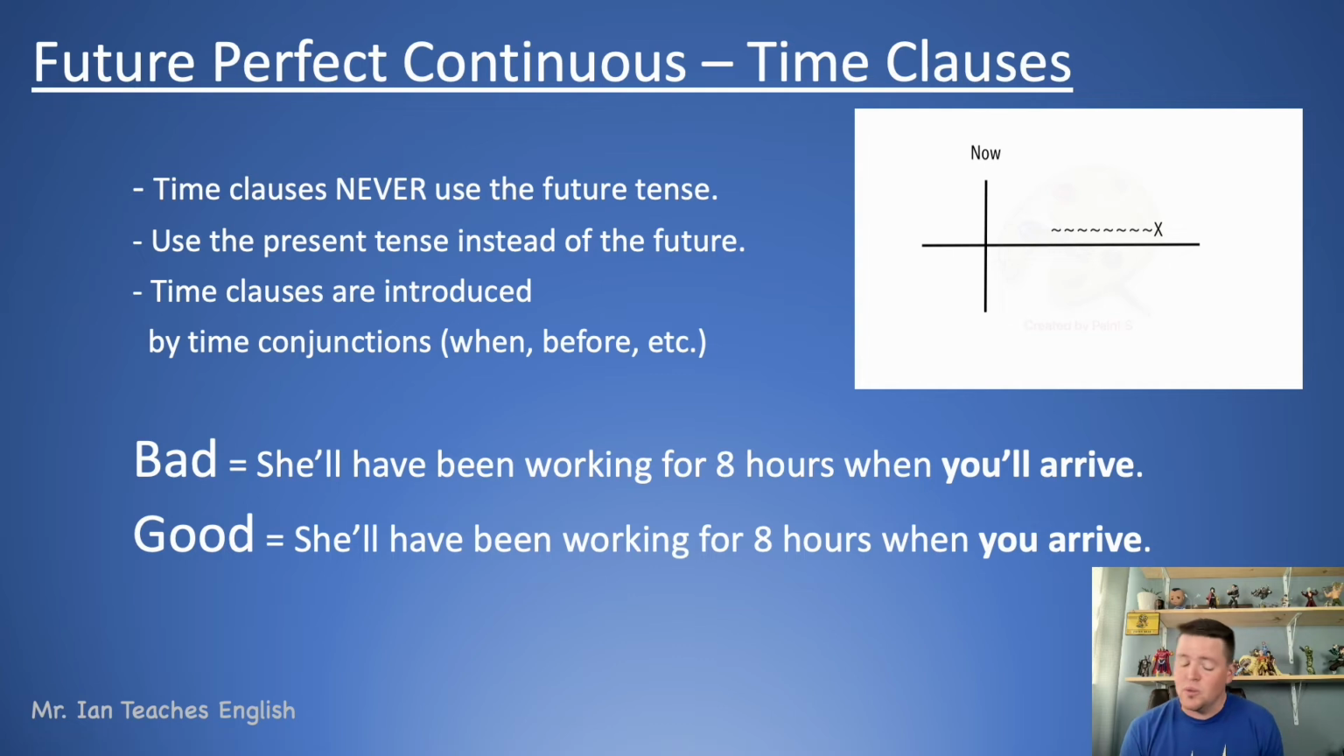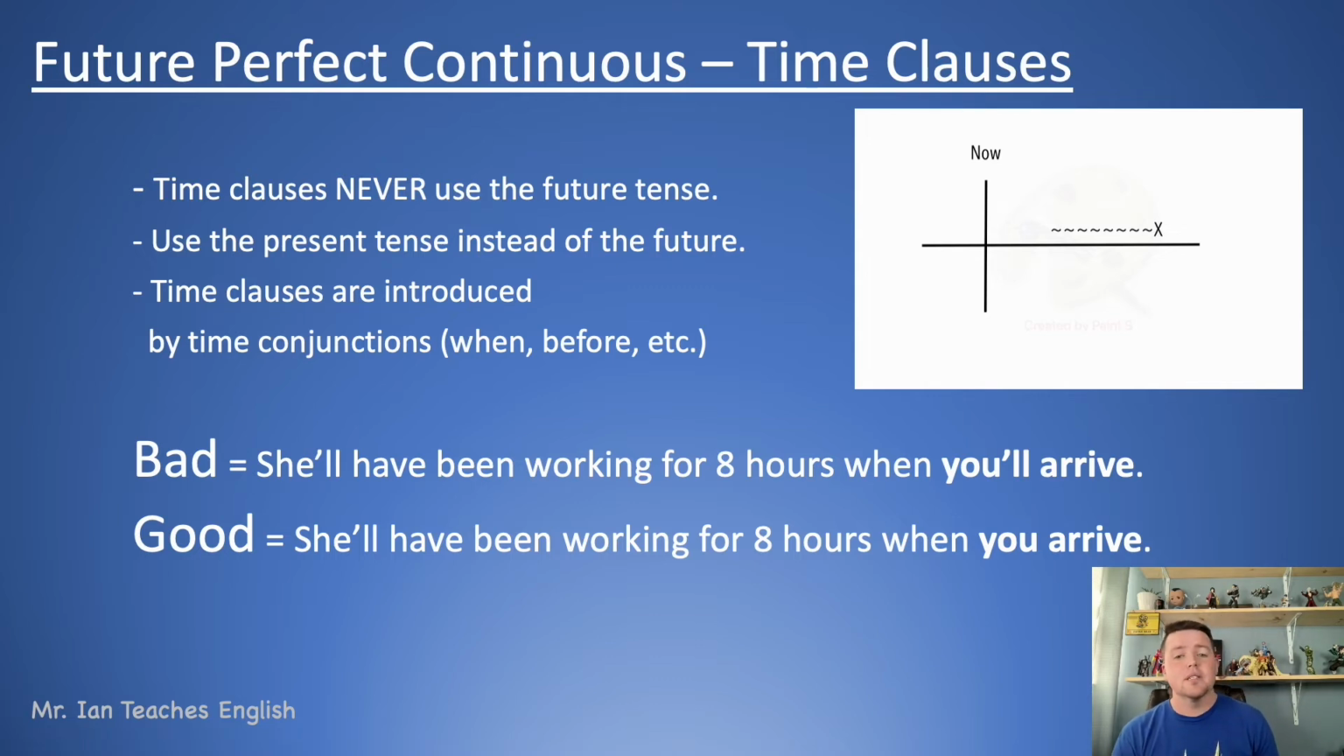And I know, you say, Mr. Ian, that event is also in the future. Yes, that's true. But we just don't do it. Look at the good sentence. She'll have been working for 8 hours when you arrive. That's good English. If you don't believe me, pause the video, call your American friend, and see what they say. They'll tell you the same thing. Is it strange? Absolutely. But when is English not strange?